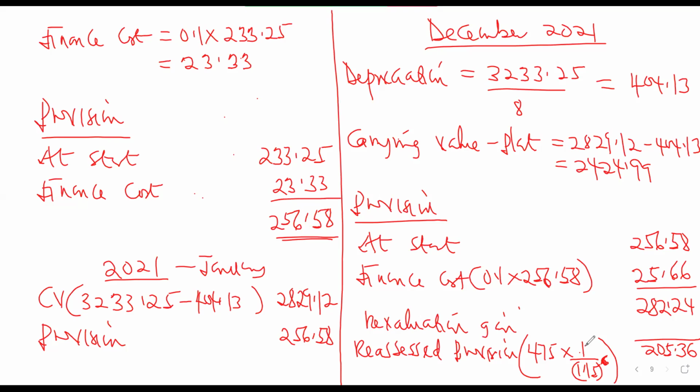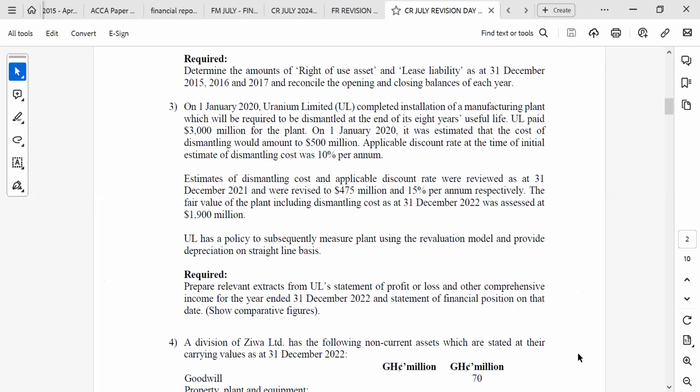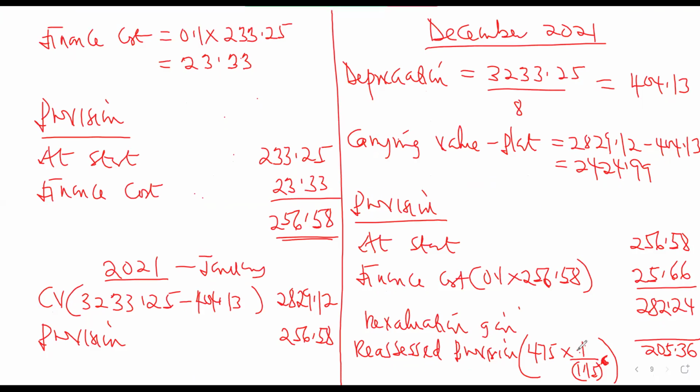The treatment of the decrease depends on the measurement basis that the entity is using. So let's come and determine here. What are they using? UL has a policy to subsequently measure plants using the revaluation model and provide depreciation on a straight line basis. So if you are using a revaluation model, any decrease or increase in the lease liability or in the provision is treated as what? A fair value gain or a fair value loss.